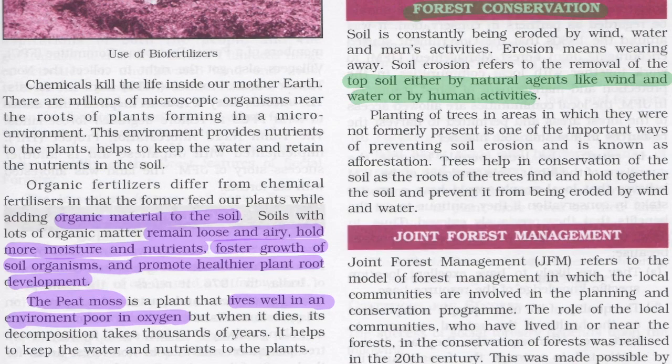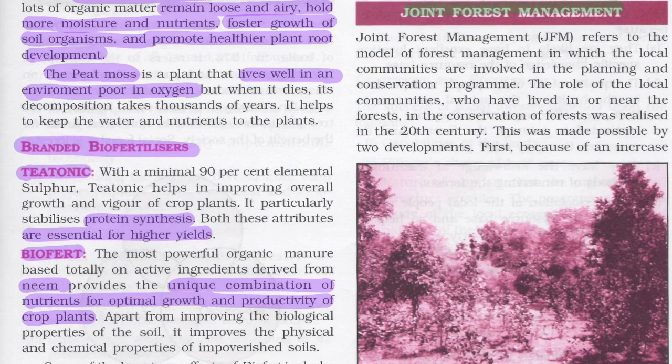Planting of trees in the areas where they are not formally present is one of the important ways to prevent soil erosion, and it is known as afforestation. Joint forest management. Joint forest management refers to a model of forest management in which the local communities are involved in planning and conservation programs.